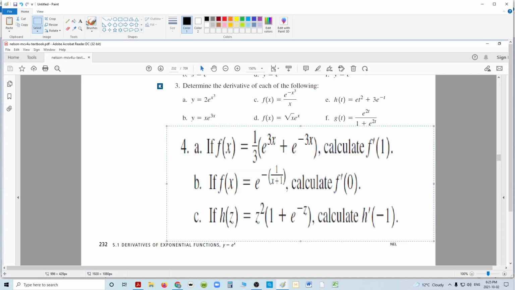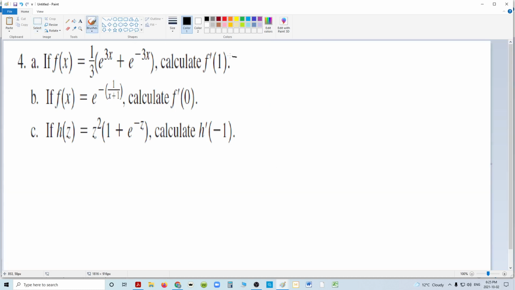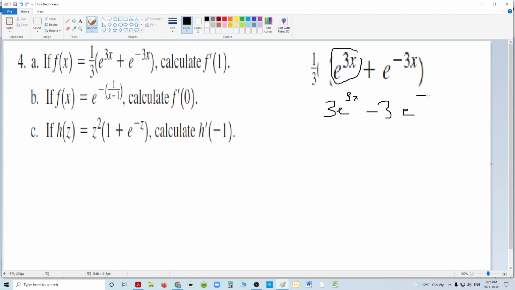So here they're looking at very specific derivatives. They want you to find the derivative of this one. Treat the 1/3 as a multiplier, which means you can just focus on taking the derivative of the interior. The derivative of this one is 3 times e to the 3x. That's because you just keep this and then find the derivative of that. And the derivative of this becomes minus 3 e to the minus 3x.